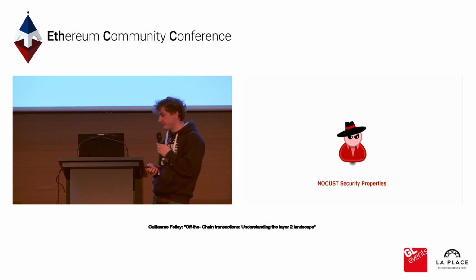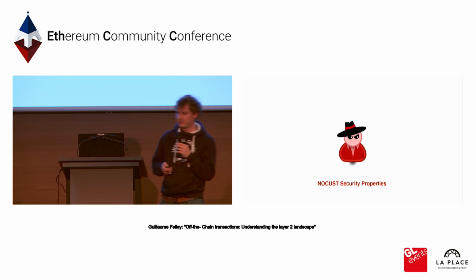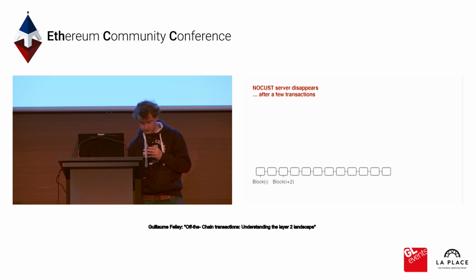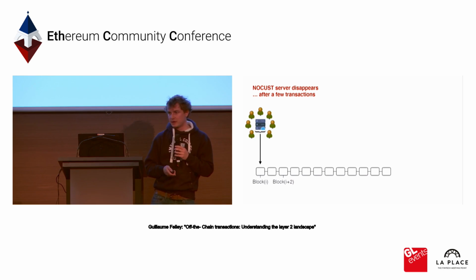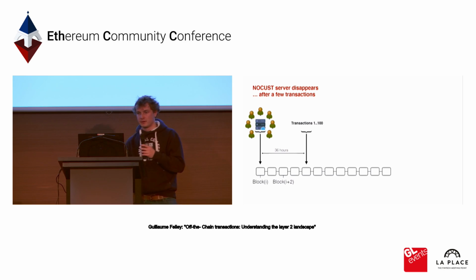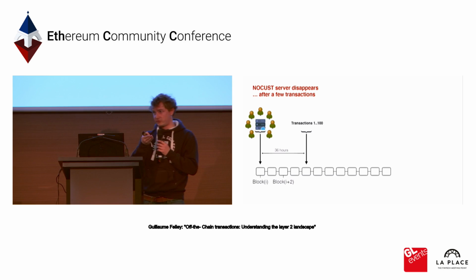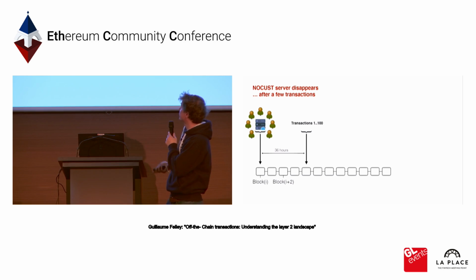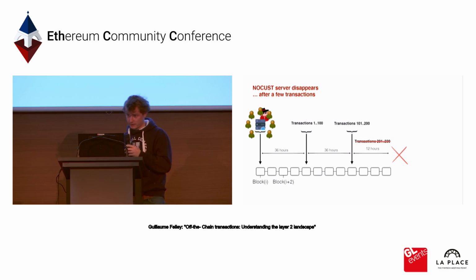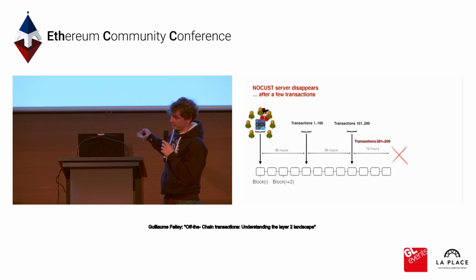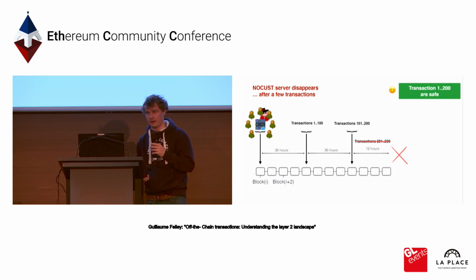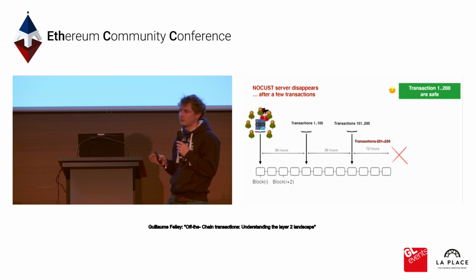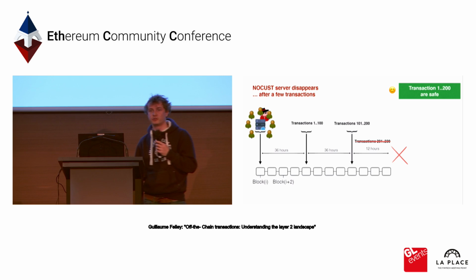Okay, security properties. You might wonder how it is secure. Let's look at some attack scenarios. First, we have a commit chain, and it's going to disappear after some period of time. You have the first checkpoint after 36 hours. You have 100 transactions in between, then one more round of 100 transactions, and then a few more transactions, and then this operator just disappears. What does that mean? That means that transactions from 1 to 200 are safe because they are committed on chain, and users can withdraw them at any point in time based on that checkpoint.